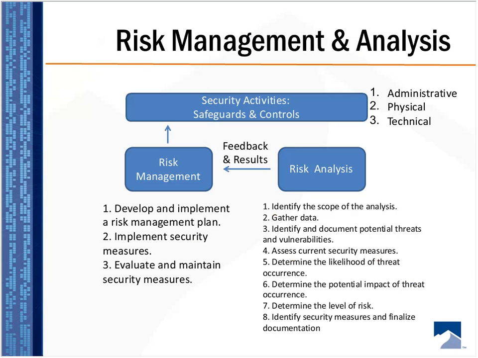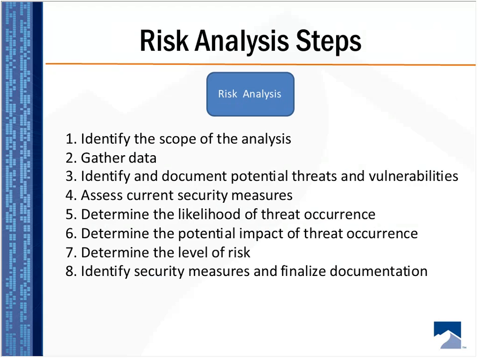So filling in and catching up, looking at our diagram, the risk management process there on the left, and then the risk analysis steps from the standard 800-30 on the right, 1 through 8. And I just put in the administrative, physical, technical safeguards up above, just to kind of give us a roadmap and see how one activity leads into the other. So these 8 steps of risk analysis, we're going to talk about these in turn here.